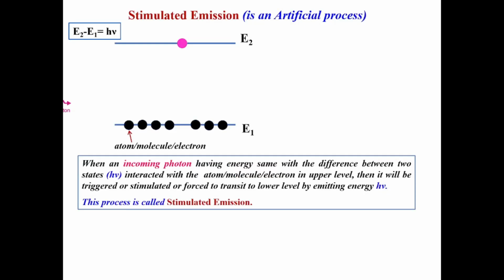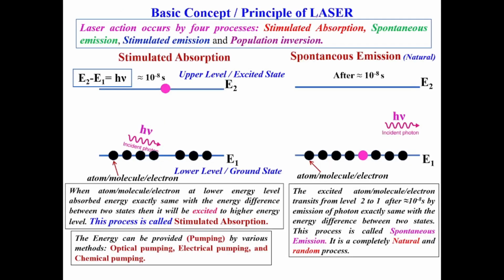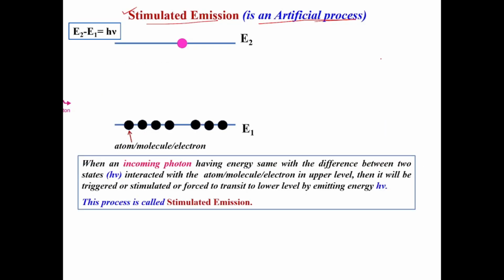Now we are going to go for stimulated emission, which is required for laser action, and it is an artificial process. See, spontaneous emission is natural, but stimulated emission is an artificial process. How are we going to do that?